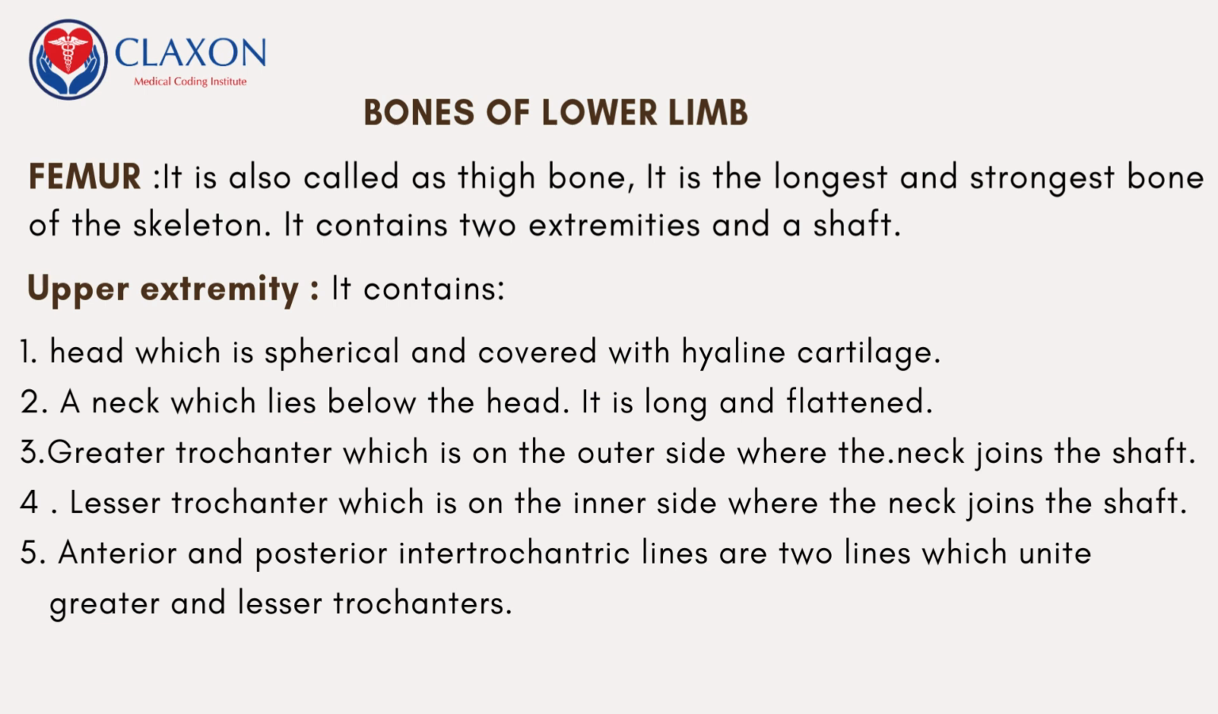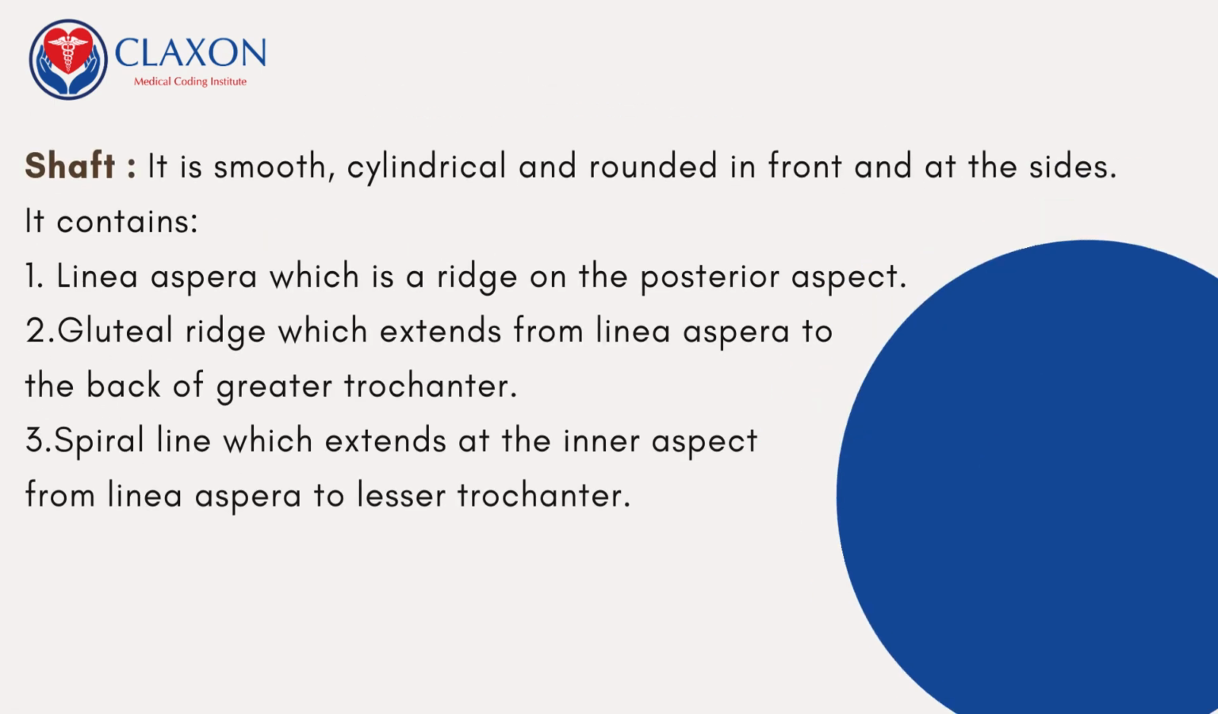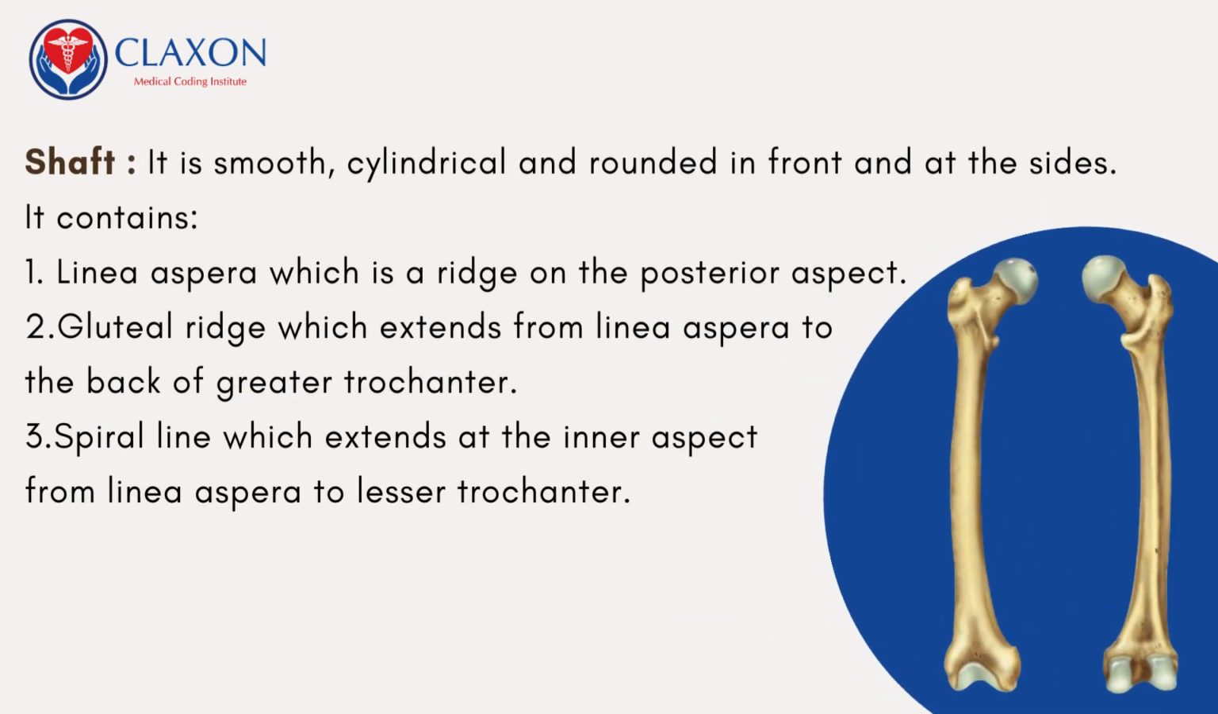3. Greater trochanter, which is on the outer side where the neck joins the shaft. 4. Lesser trochanter, which is on the inner side where the neck joins the shaft. 5. Anterior and posterior intertrochanteric lines are 2 lines which unite greater and lesser trochanters. Shaft, it is smooth, cylindrical and rounded in front and at the sides.